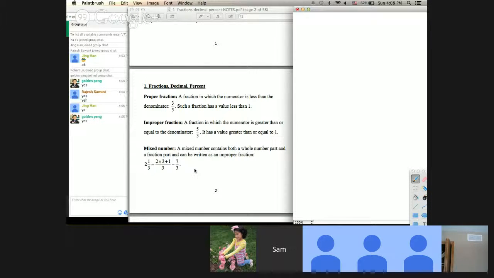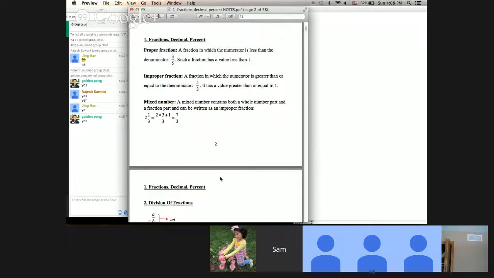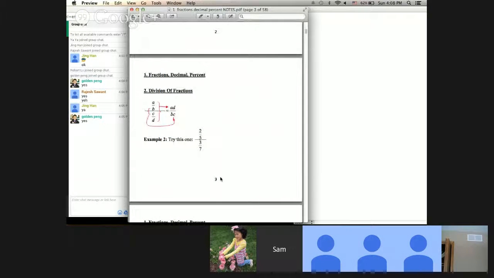In MATHCOUNTS, if they say to express your answer as an improper fraction, don't change it into a mixed number, just leave it. Or if it says to express your answer as a mixed number, always remember to change it into a mixed number. Okay, this is a really important point.